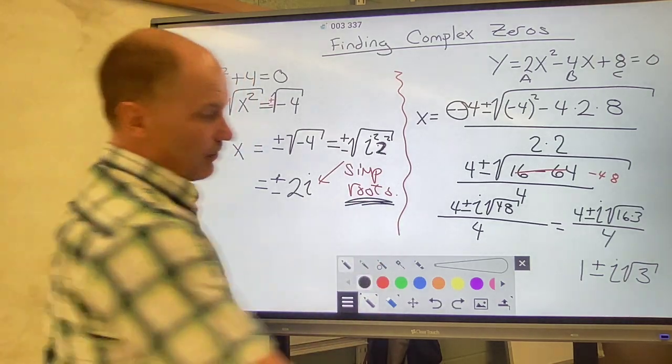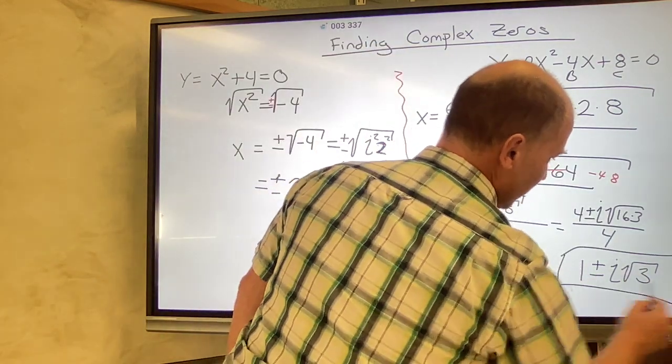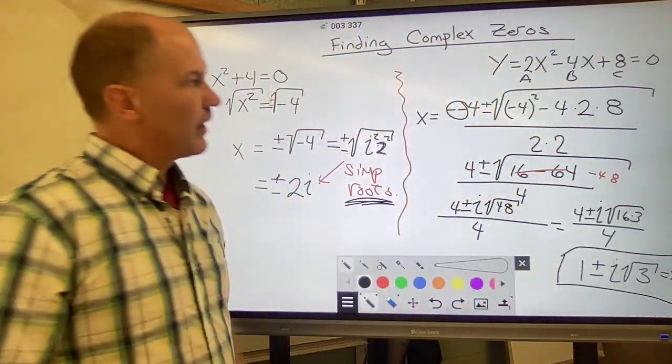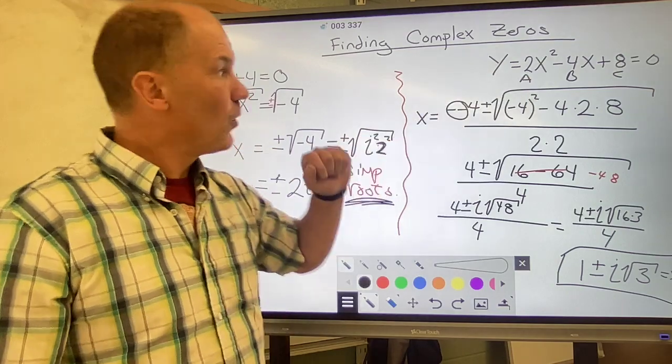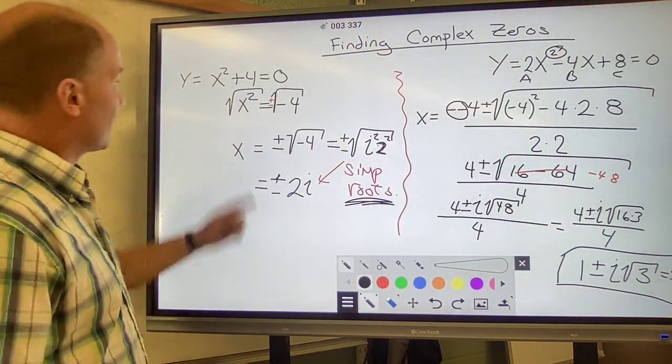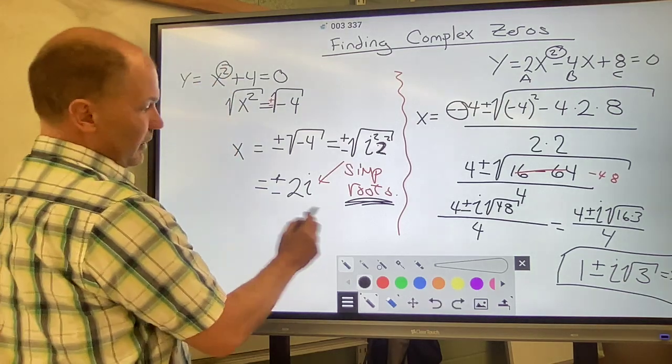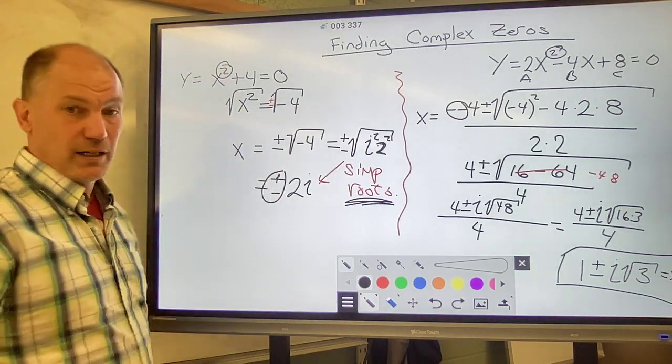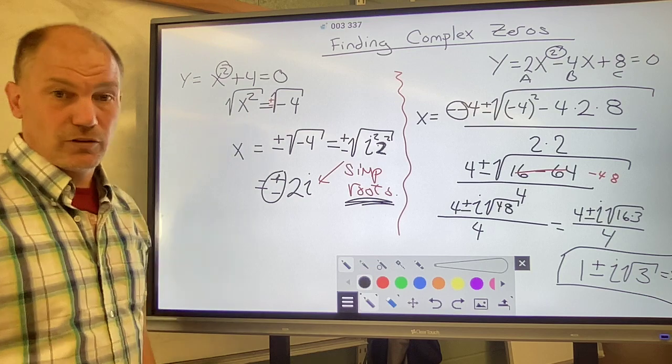So here are my 2 answers of x that make this equation 0. We know that there needed to be 2 answers because that's a 2. Similarly over here, we know that there needed to be 2 answers, and we have plus or minus there. So there's 2 answers there.